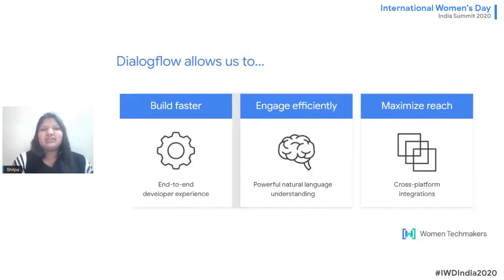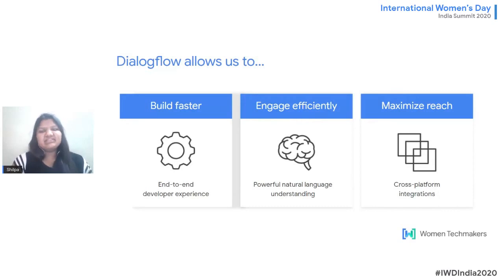Next is what Dialogflow allows us to do in our daily life. It helps us in building a faster, easy end-to-end developer experience because Dialogflow requires very minimal training. You just require a very minimal number of intents to train your Dialogflow agent, and you just add them as training phrases in your intent, and you are good to go. Then it is very efficient because it uses powerful natural language understanding features powered by Google, because it has lots and lots of training data. So it very easily takes out your intents and identifies them.